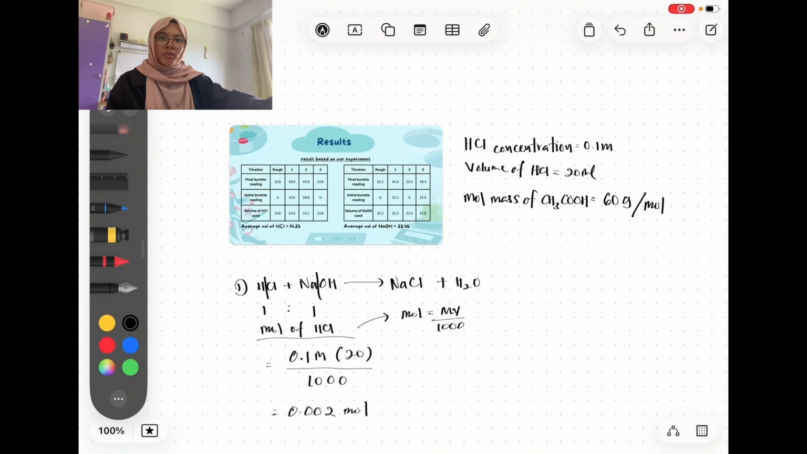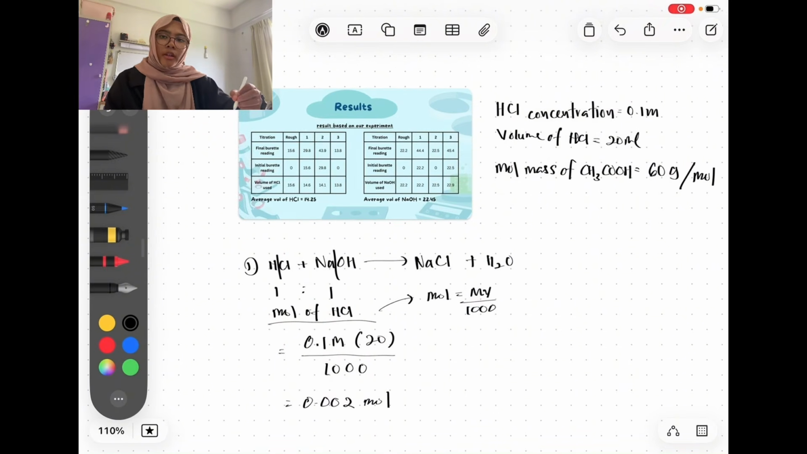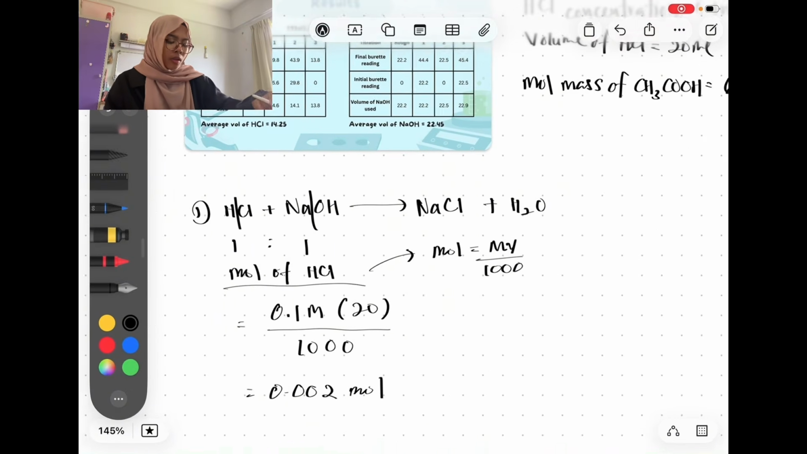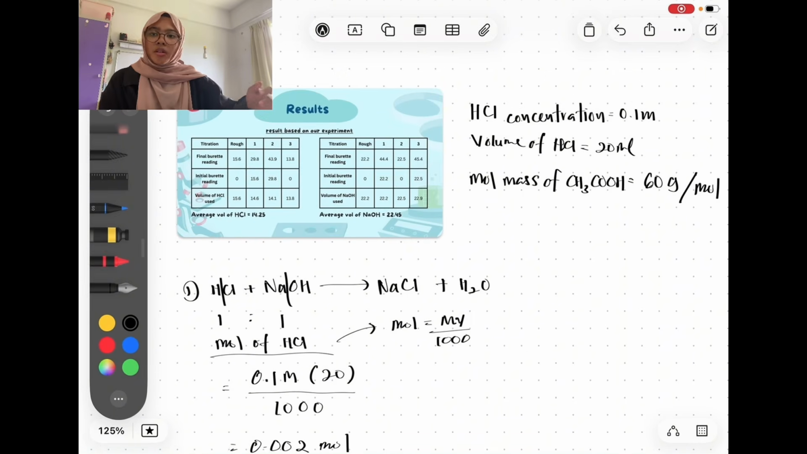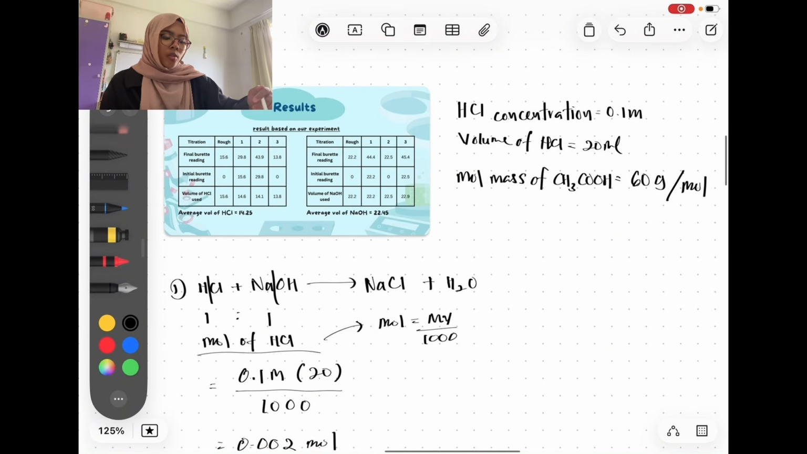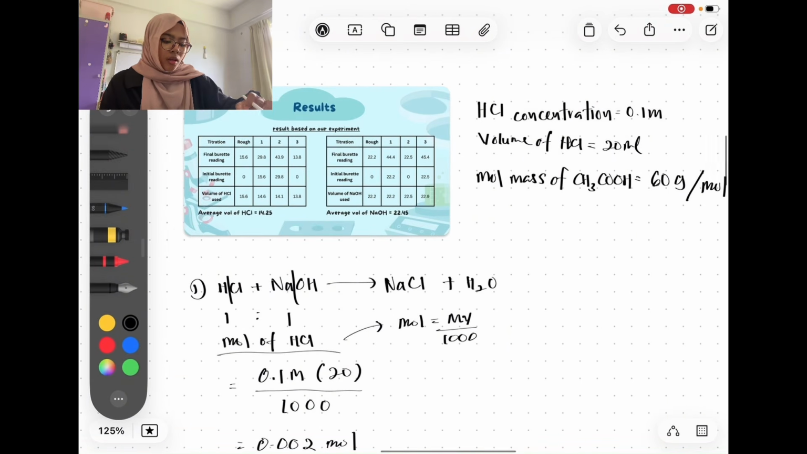For the first step, we had to write the equation of HCl and NaOH. They will produce sodium chloride and also water. From this equation, we can find the mole of HCl, because the information that we got from our experiment is: HCl concentration is 0.1, volume of HCl is 20 ml, and the molar mass of acetic acid is 60 gram per mole. And also we got an average volume of HCl of 14.25 and average volume of NaOH of 22.45.